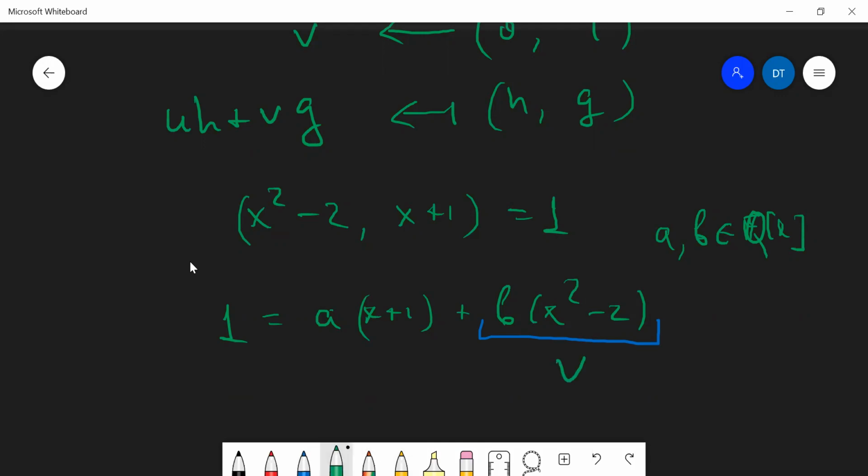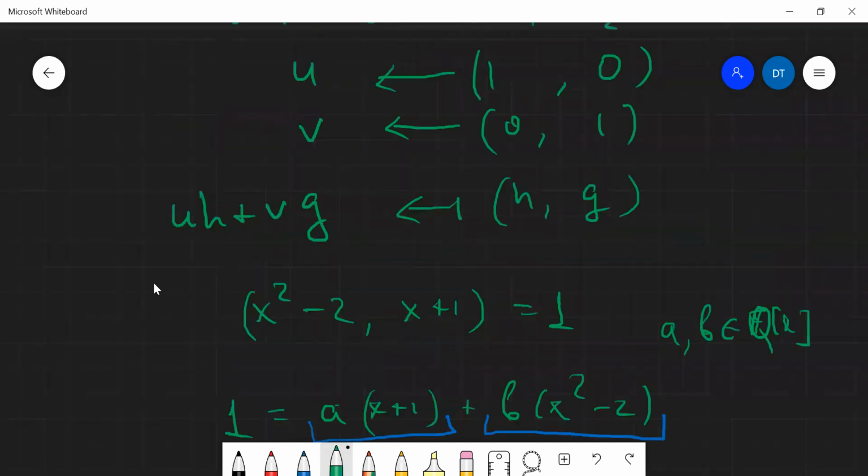So this is your v. And this polynomial is equal to 0 modulo x plus 1 and is equal to 1 modulo x squared minus 2. So this is your polynomial u. So the only problem is to compute these polynomials a and b. So that's why it's important to know how to compute this expansion of the greatest common divisor into a linear combination of the initial polynomials. So if you know how to solve this problem, you can solve this problem. So you can compute the inverse map.